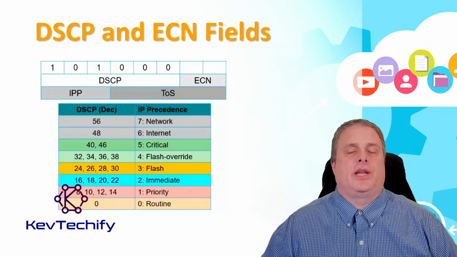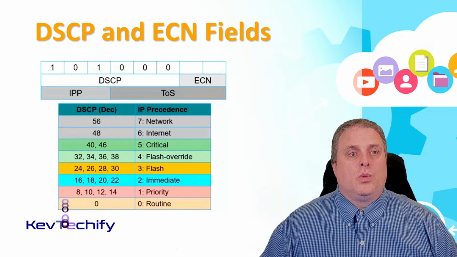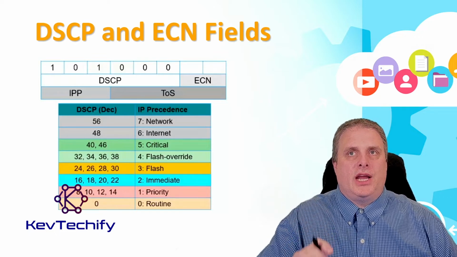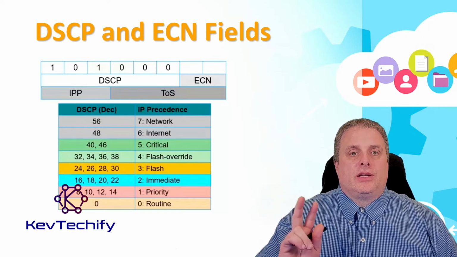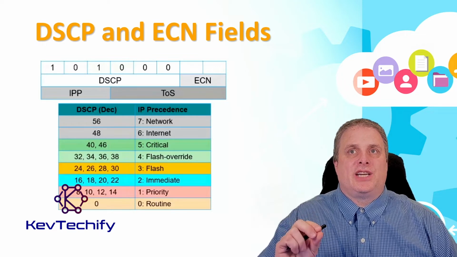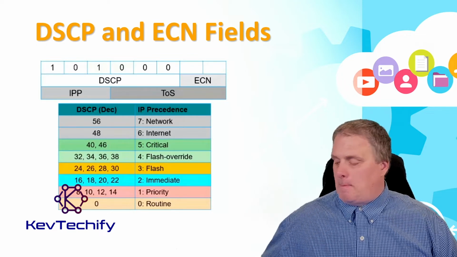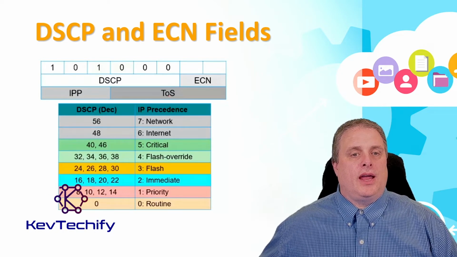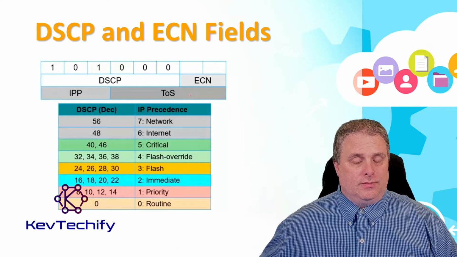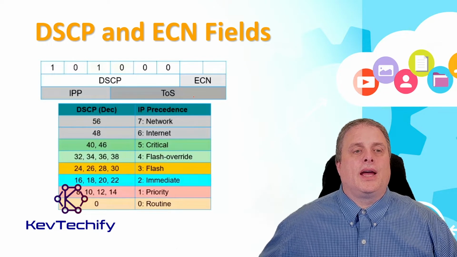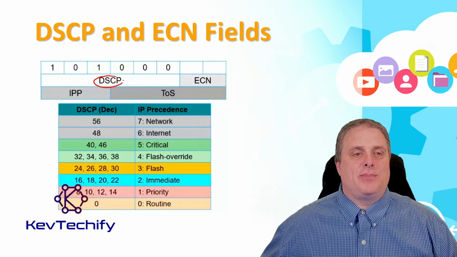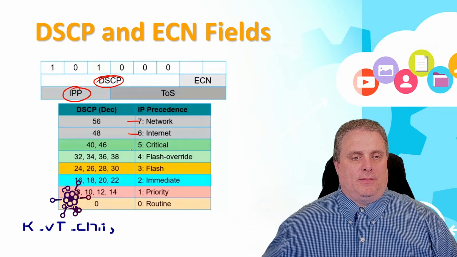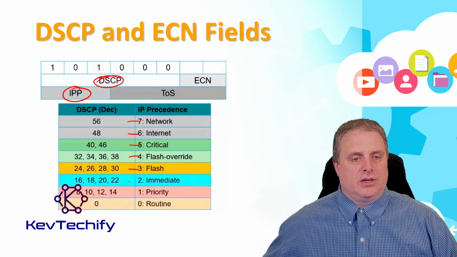In the current implementation of QoS, we use a 6-bit field for our differentiated service code point, and then 2 bits for our explicit congestion notification. They map directly into those same 8 bits as we did with the old system with IPP and TOS. When we look at comparing DSCP and IPP, we can see that they are still mapped the same. We still have the same values there.